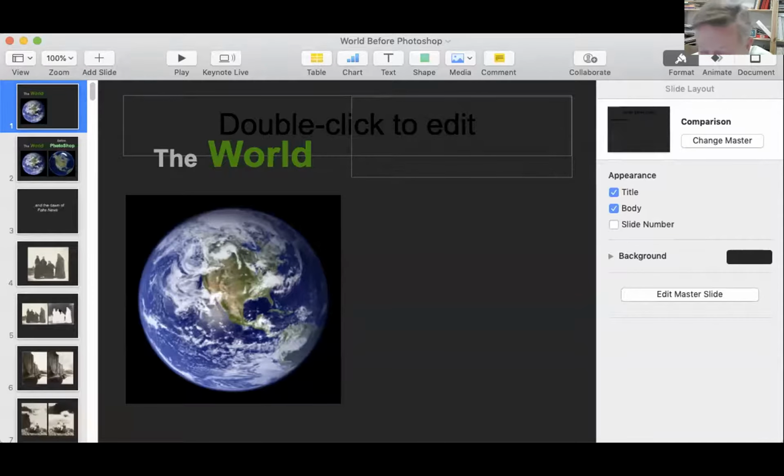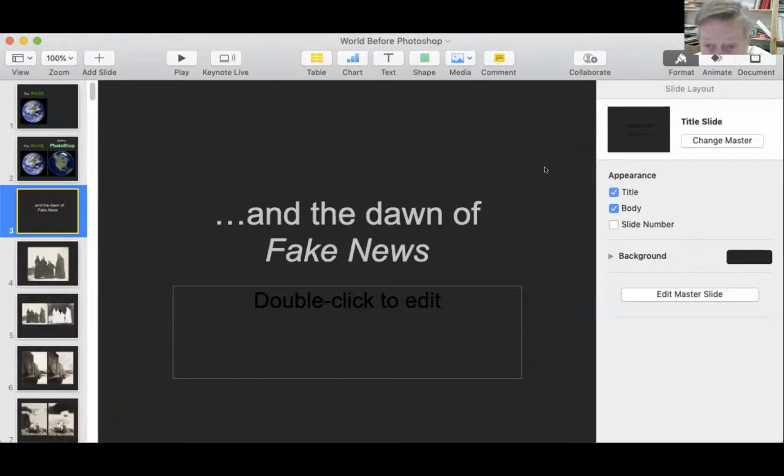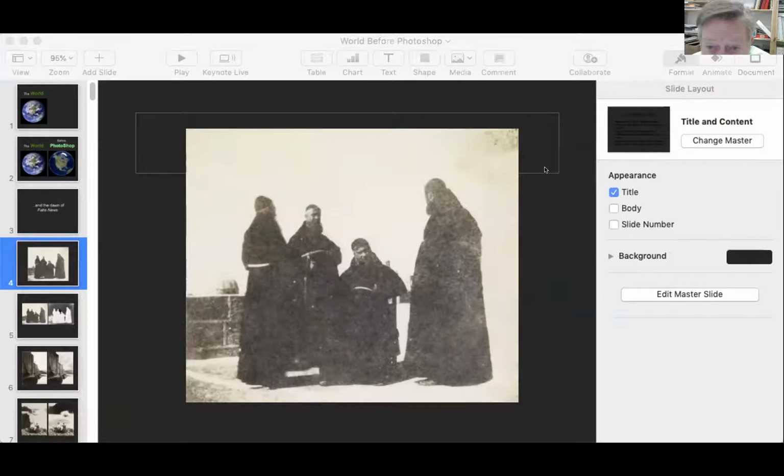So this is called the world before Photoshop. That's what the world looks like without a single cloud. That would be bad news. And the dawn of fake news. So here we have 4 monks. But if you look closely at the negative, what's going on here?